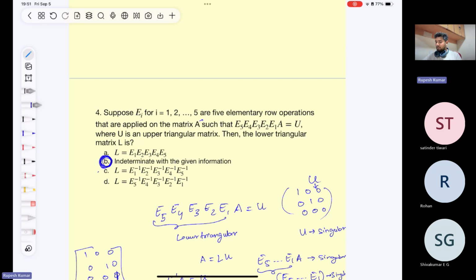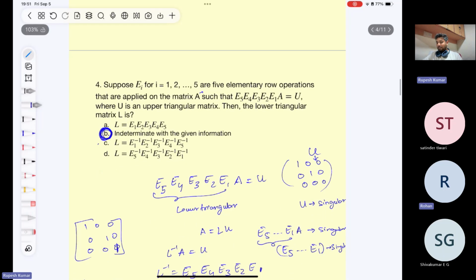Because this inverse might exist. Basically, option C might be true, but any one of these matrices E might not be a lower triangular matrix, making this a non-triangular matrix, right? So basically, option B: indeterminate with the given information.